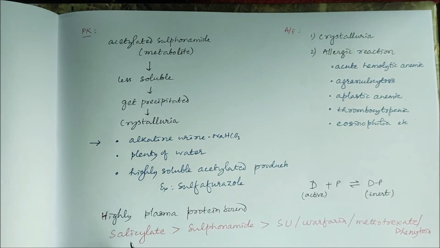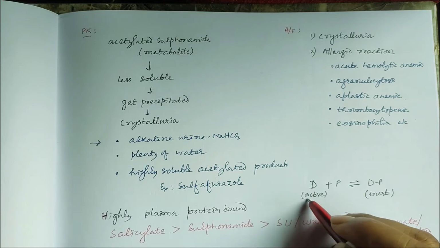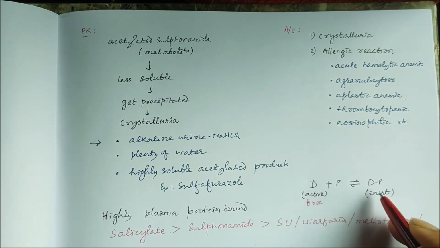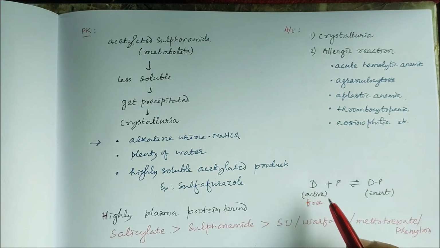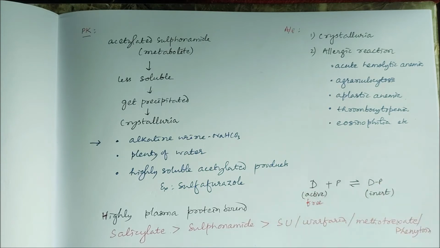And the second point in pharmacokinetics which we must know is that sulfonamides are highly plasma protein bound. We know in plasma protein binding, a drug binds to a plasma protein and forms an inert or inactive complex, and this is a reversible complex. So again it can dissociate to release the free drug. This is the bound drug with protein, and this is the free drug, and the drug is active in its free form, inactive in the bound form with the protein.